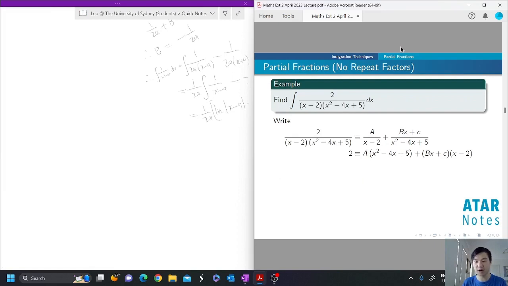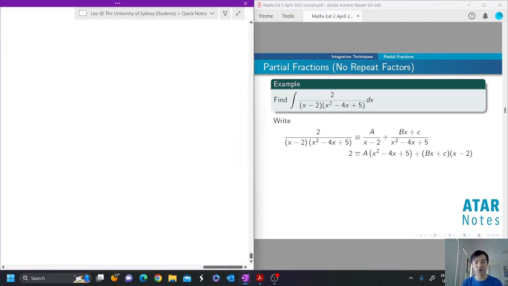Okay, let's try another example now. So let's say we are asked to integrate 2 over (x - 2)(x squared - 4x + 5). So notice how this bottom is already in a factorized form, and also that the degree of the top is less than the degree of the bottom. So the bottom degree is actually bigger than the degree at the top. So we can't use long division. We're going to have to use partial fractions.